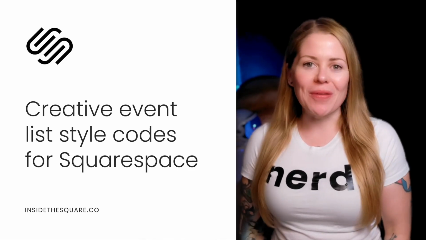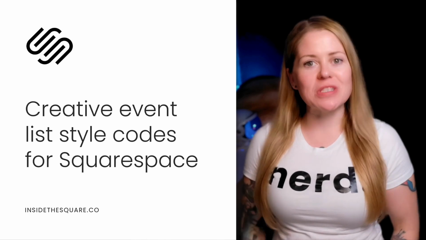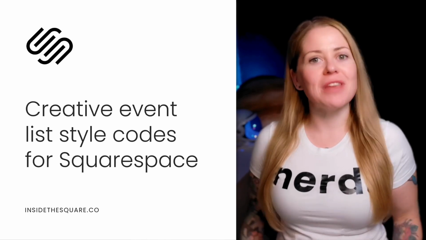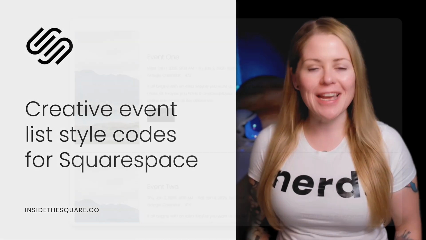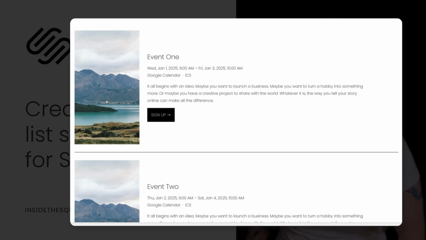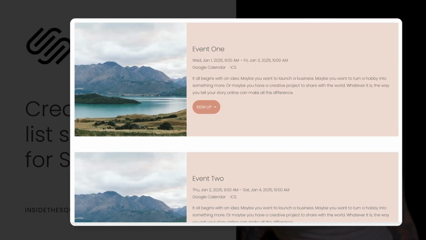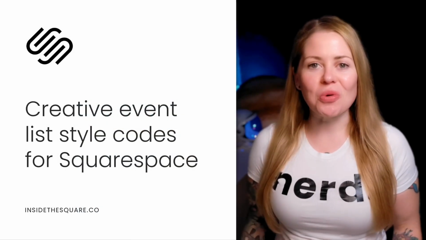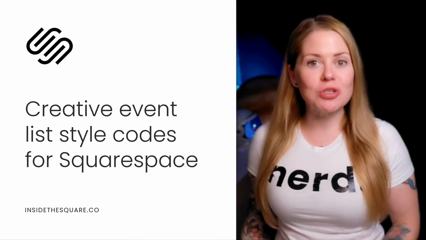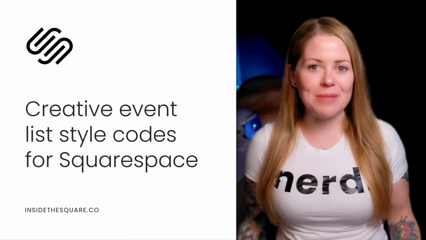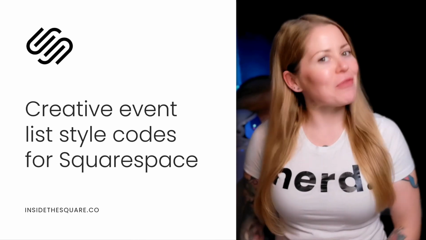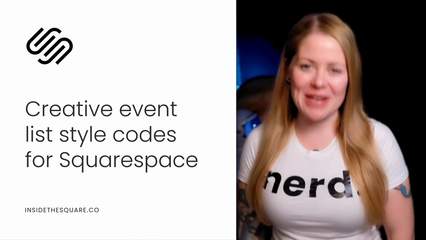In this tutorial, I'm going to be sharing with you two codes that you can use to customize the look of the event list in your Squarespace website. Here's a preview of the first code listed below, and here's a preview of what the second code will do. Now, in this tutorial, I'll teach you how to add these codes to Squarespace and how to customize them so you can make them uniquely yours. Without further ado, I'll go ahead and share my screen so we can get started.